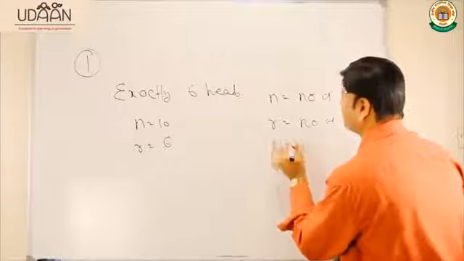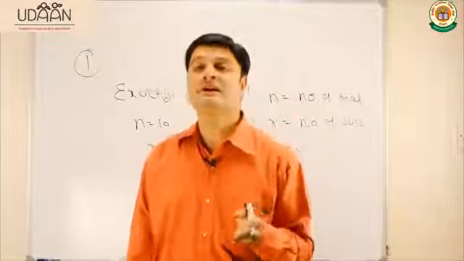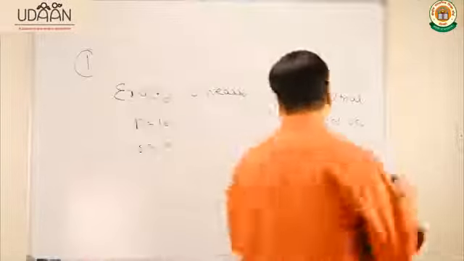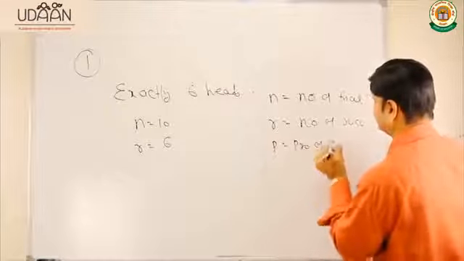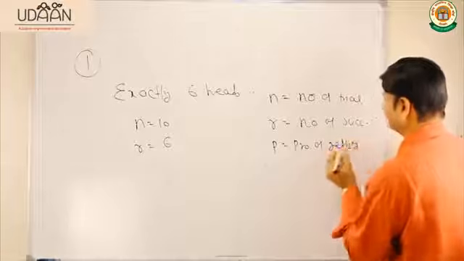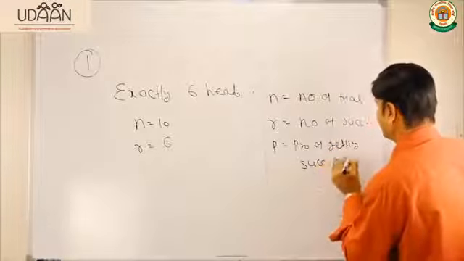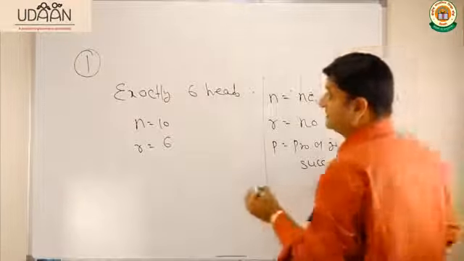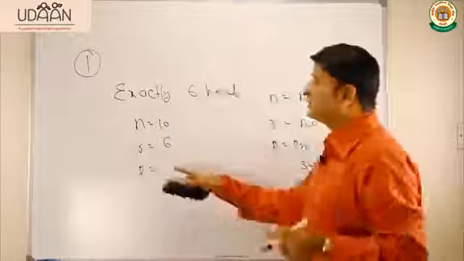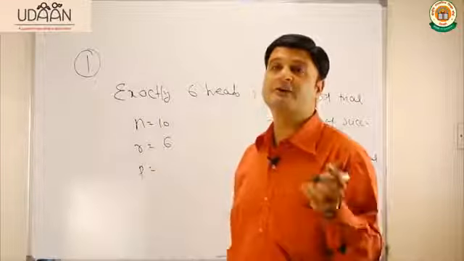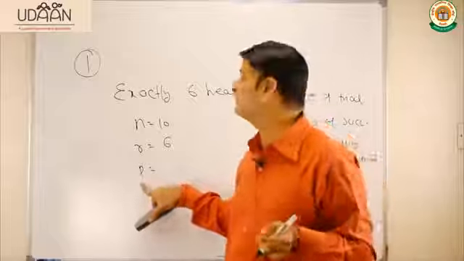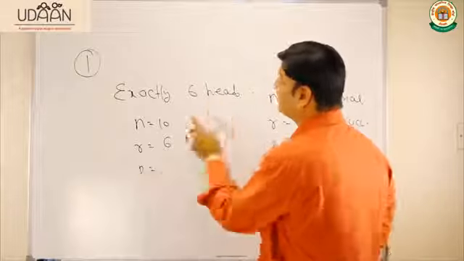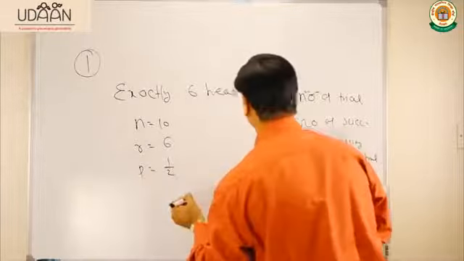The next symbol is P. P is the probability of getting success in one trial. So if I toss a coin one time only, what is the probability of my success? My success is to get head, and students, the probability of getting head in one trial will be 1 upon 2.